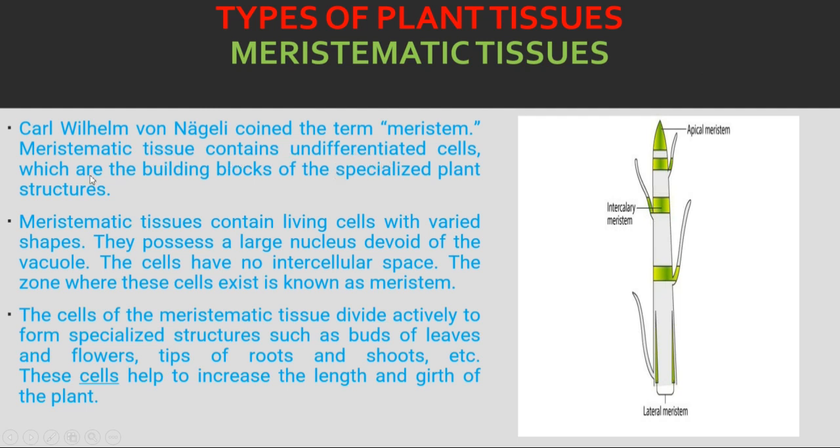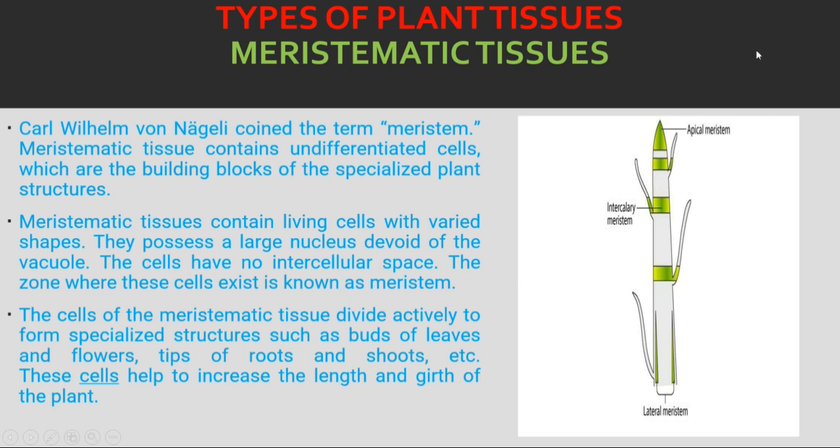Meristematic tissue contains undifferentiated, similar cells, which are the building blocks of specialized plant structures. Meristematic tissues contain living cells with varied shapes. They possess a large nucleus devoid of vacuoles, and the cells have no intercellular space. The zone where these cells exist is known as the meristem.